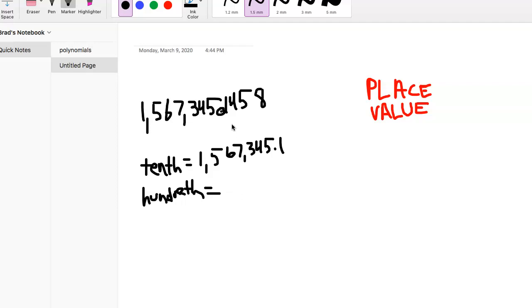Okay, now they're asking nearest hundredth. So we have that 4, we're looking one to the right, there's a 5 over there, right? And because we have that 5 right next to the 4, now we're going to round up. So our answer will be 1,567,345.15.